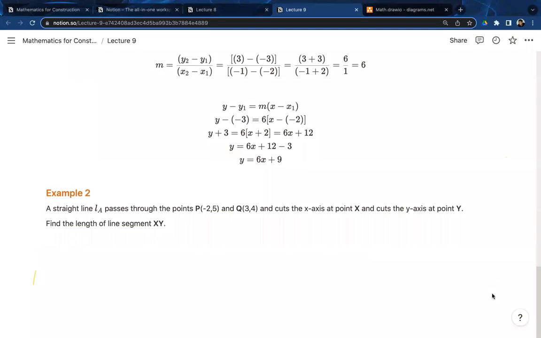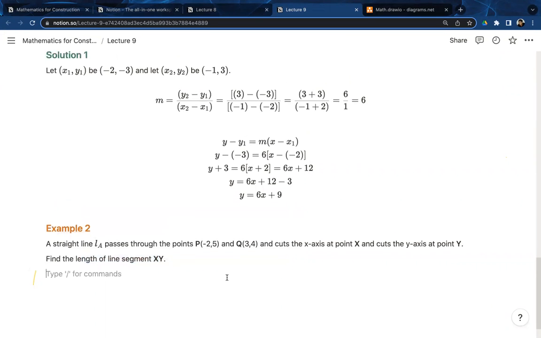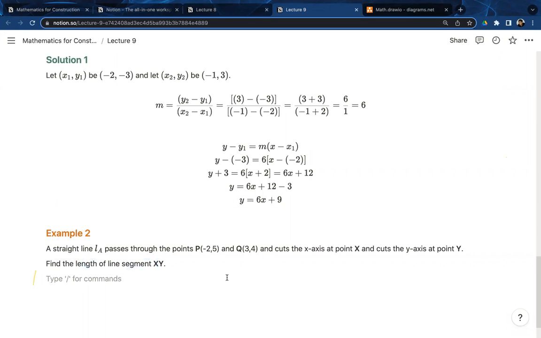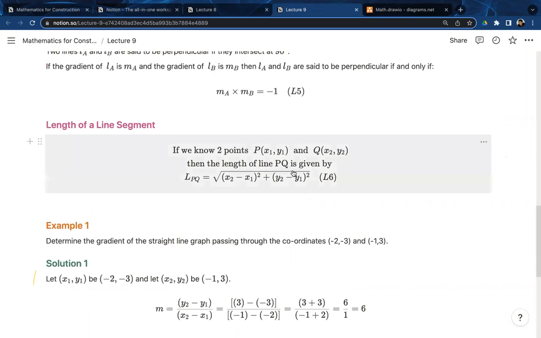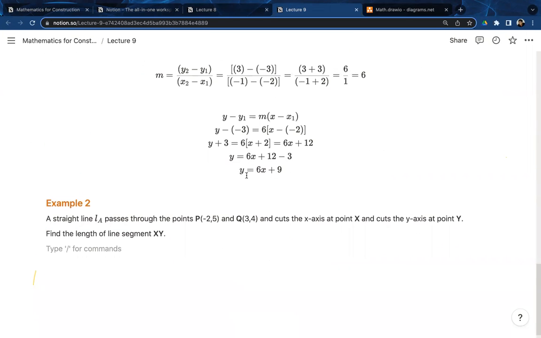So let me help you out with this question here. We need to have a problem solving approach to this. I want to find the length of a line segment. To find the length of a line segment, I need the coordinates of the points X and Y, because that's what this equation takes here. We need x1, y1, x2, y2. So it means I need to find the coordinates of X and Y.